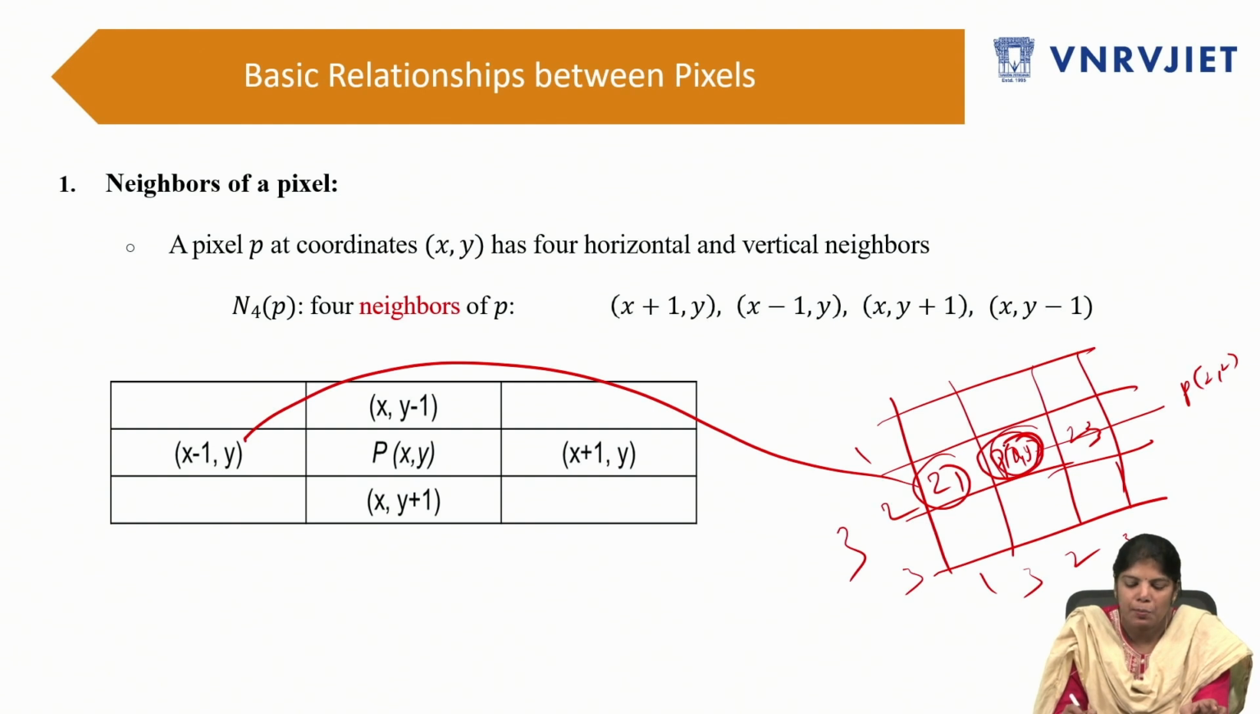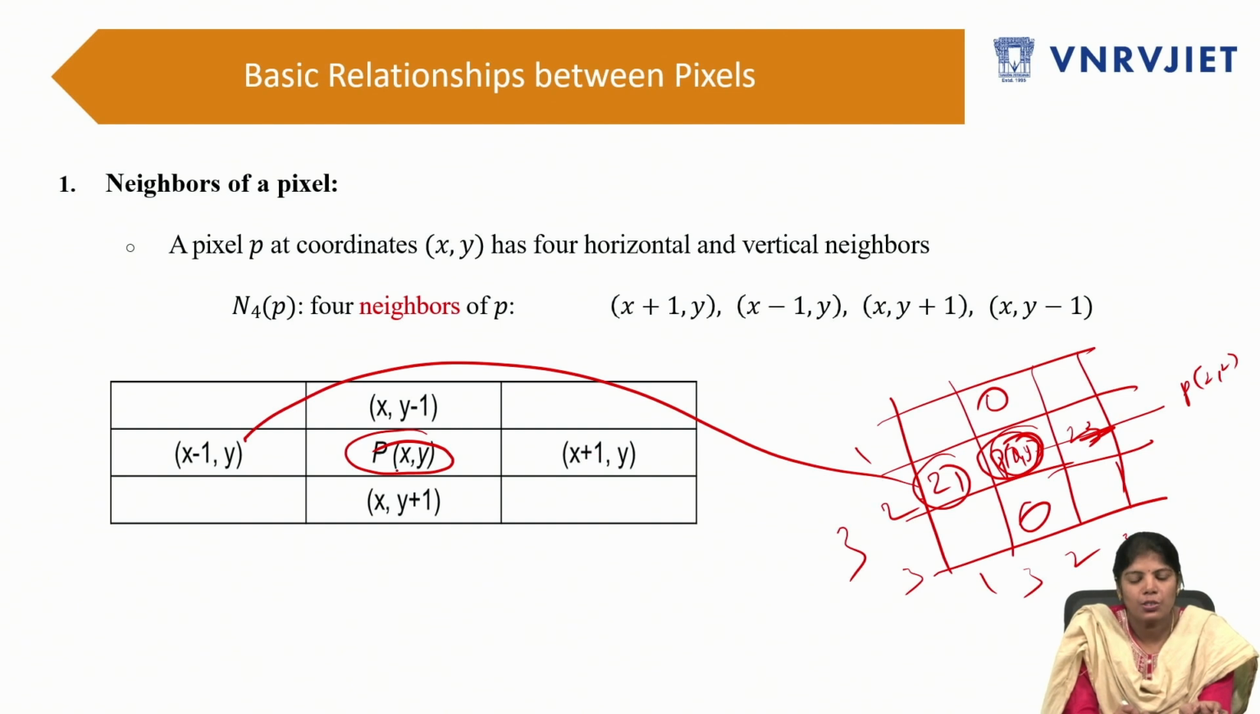So this is the central pixel of the information. It is having the vertical neighbors as well as horizontal neighbors. So these are the horizontal neighbors and these are the vertical neighbors. So we can call these the 4 neighboring pixels. This is the central pixel having 2 horizontal pixels and also 2 vertical pixels. So we can call this the 4 neighbors of the pixel.